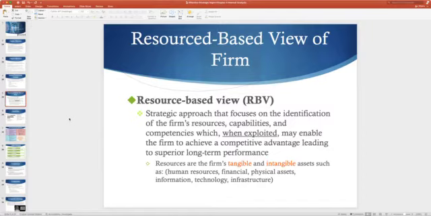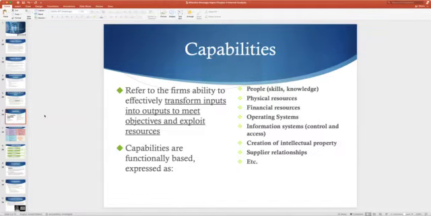So let's take a look at capabilities. Now, capabilities, when we define those, are what we do internally in the transference of input to output. That's the skills that the firm has. So it refers then to that firm's ability to effectively transform those inputs, raw material, labor, information, into the outputs to meet those objectives and exploit those resources.